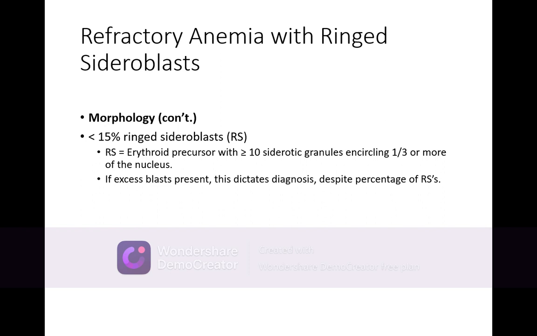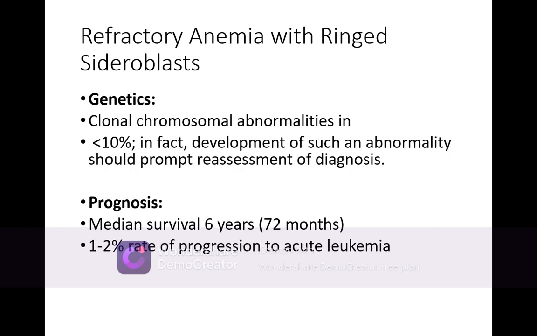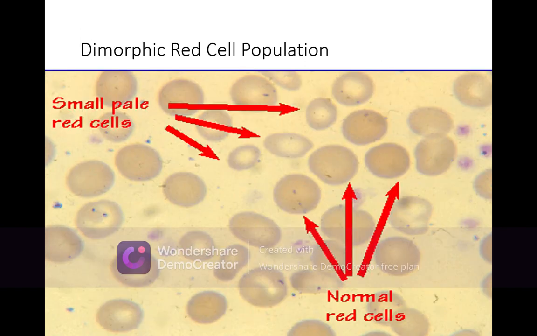As far as ring sideroblasts are concerned, the genetics is that there are clonal chromosome abnormalities, and it should be checked. The median survival for these cases is about 6 years, and there is a 1 to 2% rate of progression to acute leukemia. So we check it out and manage it.